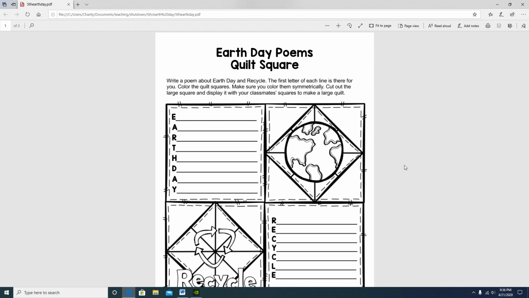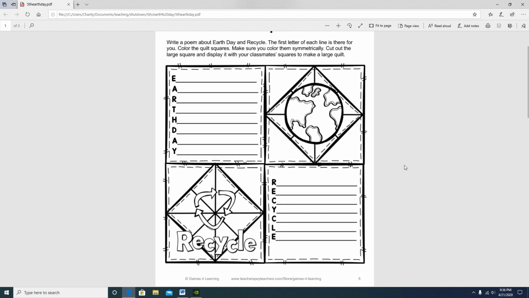So today I'm going to show you how to write an acrostic poem. You received an assignment this week where you have to write an acrostic poem. For 3rd grade and 4th grade they only had to write 1 acrostic poem, and for 5th grade you actually have to write 2 acrostic poems. One of them is the Earth Day acrostic poem, which is what 3rd and 4th have, and then the 5th graders also get to write an acrostic poem with the word recycle.